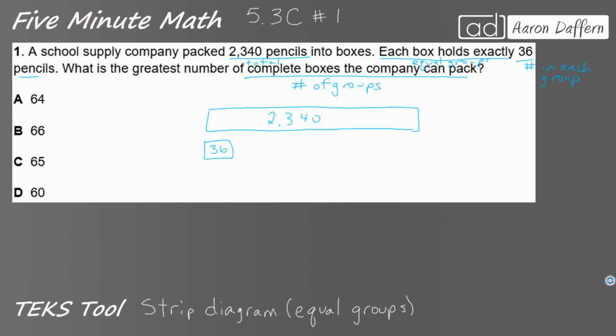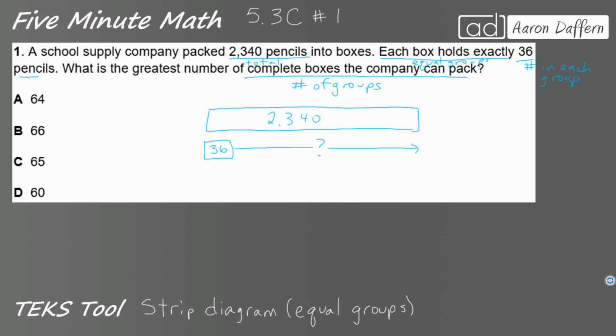I'm going to draw 36. And then I'm going to say, what is the greatest number of complete boxes? I'm looking for the number of groups. And so I'm going to draw it like this. There are a few different ways you can represent this if you want, but that's how I represent looking for the number of groups. I just want to know how many 36s you can get into 2,340. And I think it's going to be 60 something because look at my four answer choices. They're all 60 something. All right, so let's go ahead and divide here.